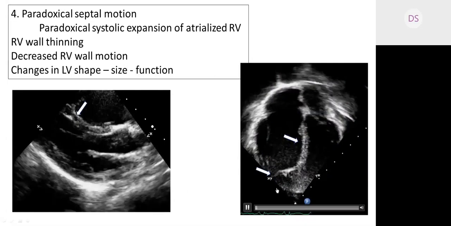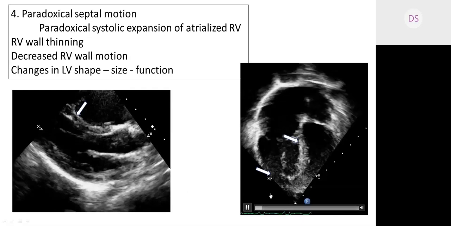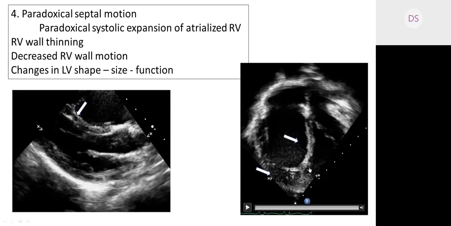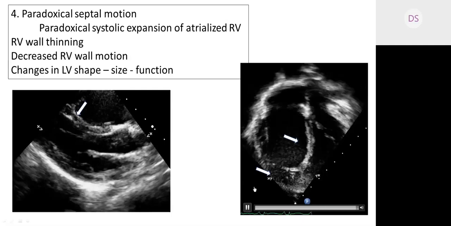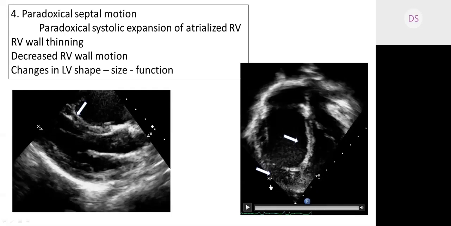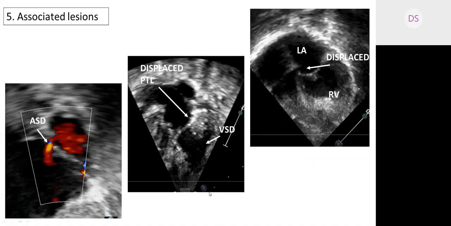You will also find the RV free wall, which is thinned out. The RV free wall movement could be altered. And you can see here, this is the interventricular septal geometry, which is changed, because of which you have changes in the LV shape, size, and function. And the last thing which you will pay attention to is the associated lesions.